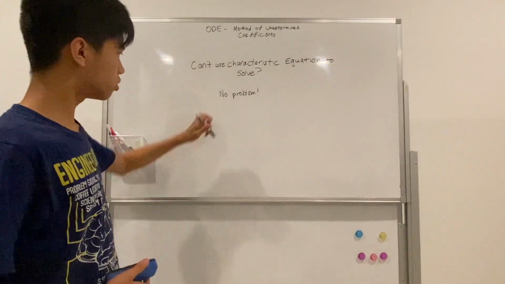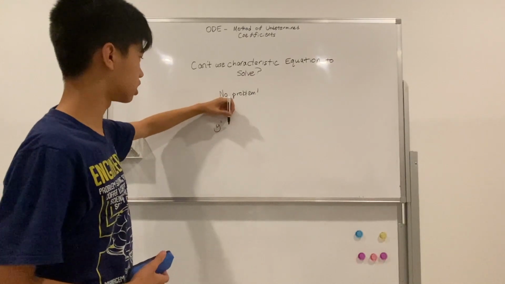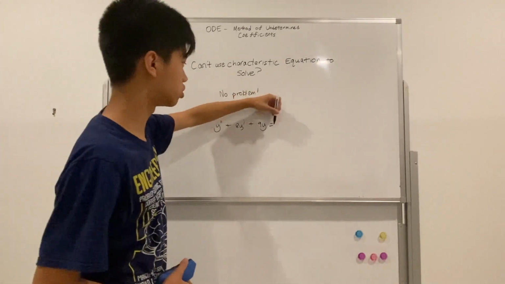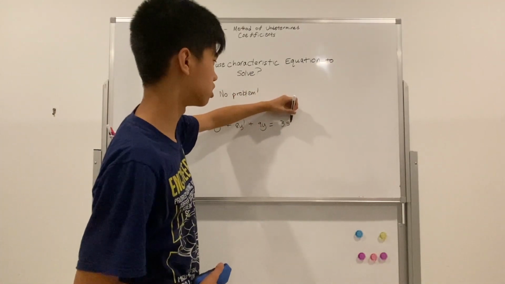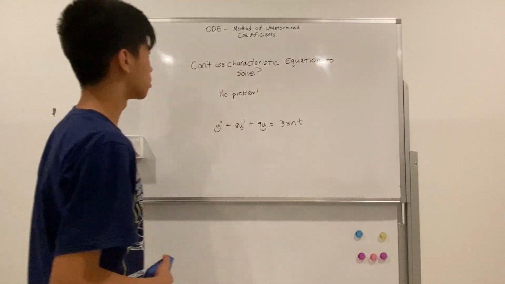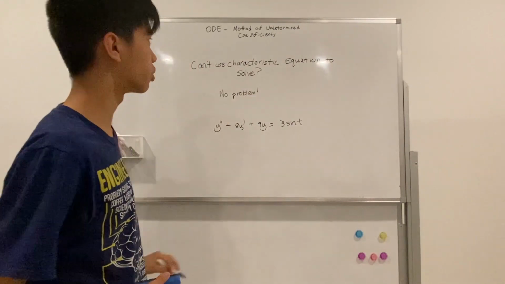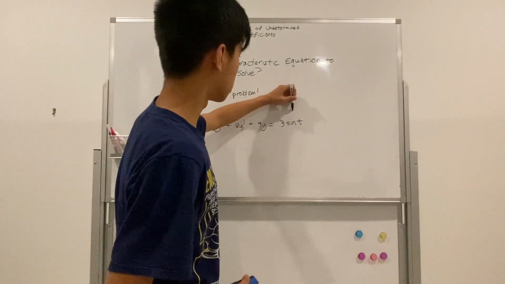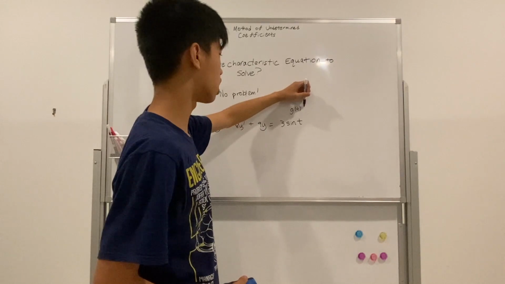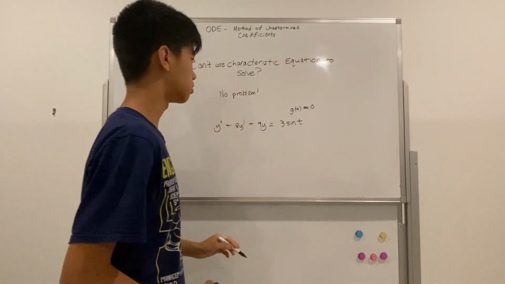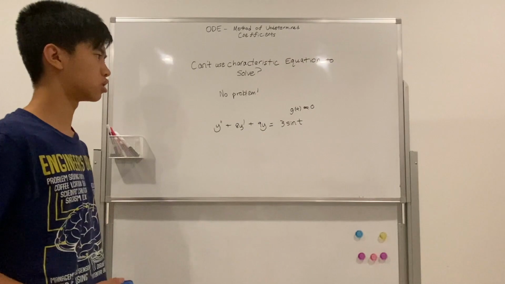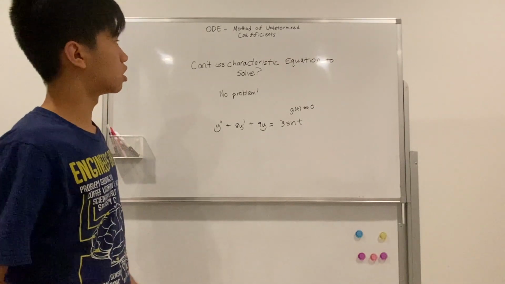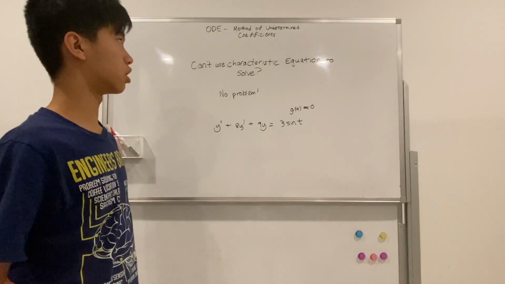So let's say you get a differential equation like y double prime plus 8y prime plus 9y equals, say, 3 sine of t. Well, quite obviously, you can't use a characteristic equation to solve for the solutions because this side, g of t, is not equal to 0. It's something else that you can't solve for easily. Well, you can use the method of undetermined coefficients to solve for it.